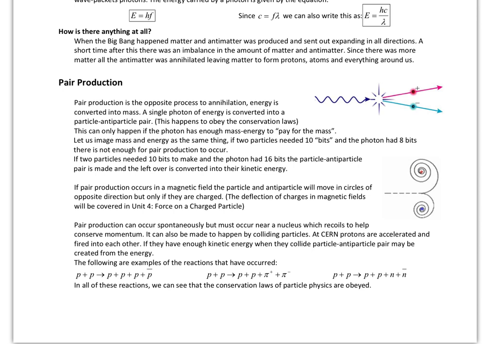The photon doesn't have to have exactly the amount, it has to have at least the amount of energy to create the mass of the particles. If it has more than that, the extra energy is turned into the kinetic energy of the particles. That covers that, and that is the end of 12.1. Next video will be 12.2.